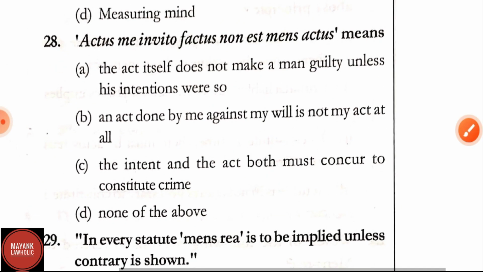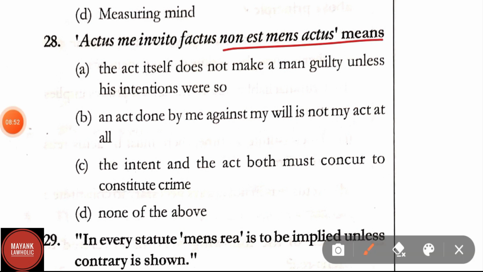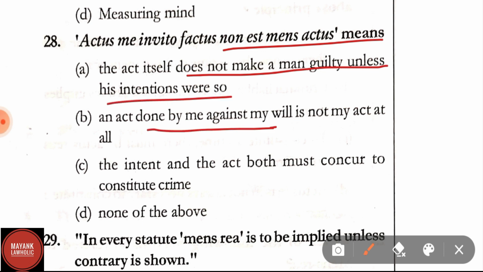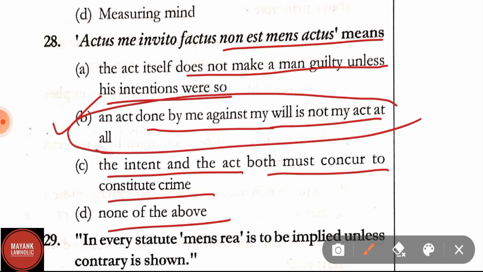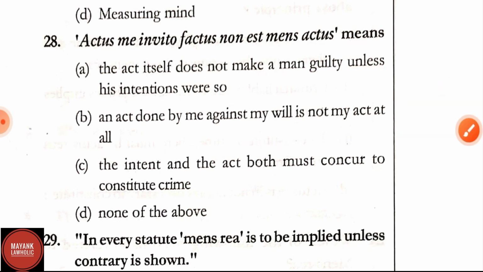Question number 28. Actus me invito factus non est mens actus means: the act itself does not make a man guilty unless his intentions were so. Option B, an act done by me against my will is not my act at all. And option C, the intent and the act both must concur to constitute crime. And option D, none of the above. Here the correct answer is option B, that is an act done by me against my will is not my act at all.